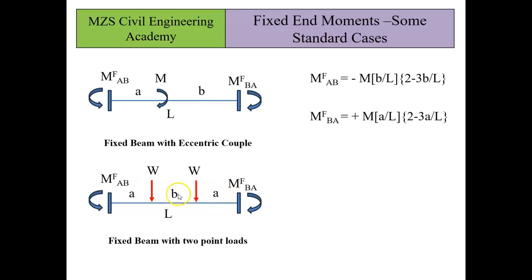Now, due to this symmetric loading, we can say the moment generated at end A will be equal to minus W a into (L minus a) by L, whereas at B it will be plus W a into (L minus a) divided by L. The magnitude will be the same, but the direction will be opposite because of the sign convention, where the fixed beam will have a hogging type of moment. So one side it will be clockwise, another side anti-clockwise.